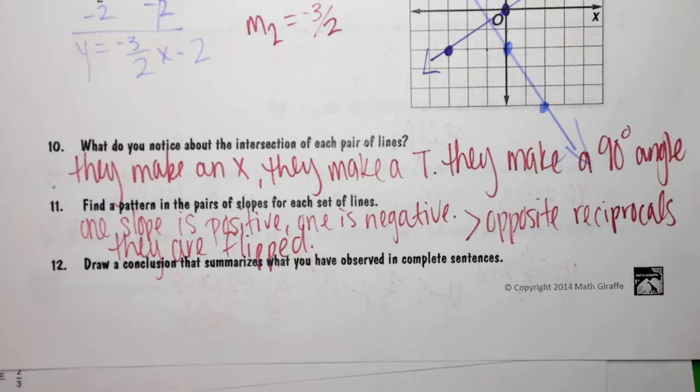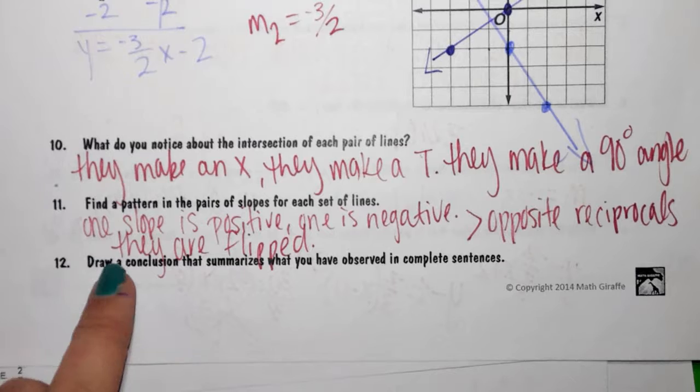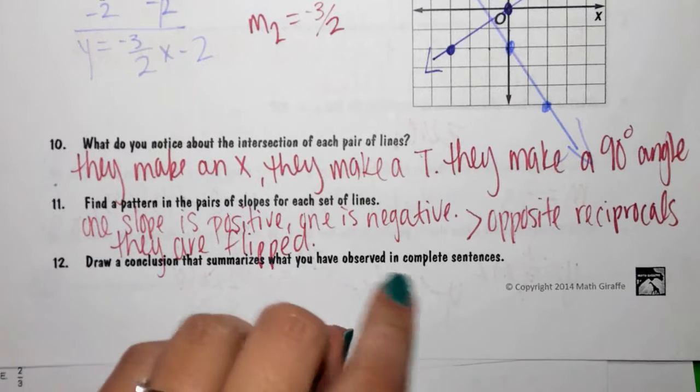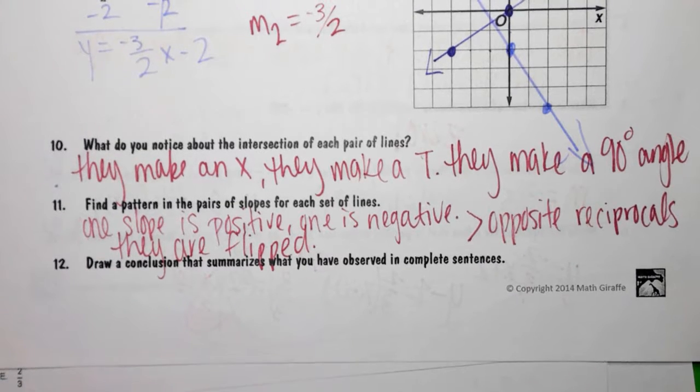Reciprocal. All right, now, number 12. Draw a conclusion that summarizes what you have observed in complete sentences. I observed that.